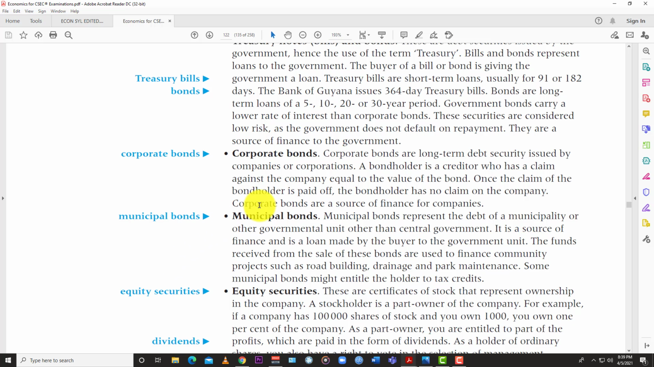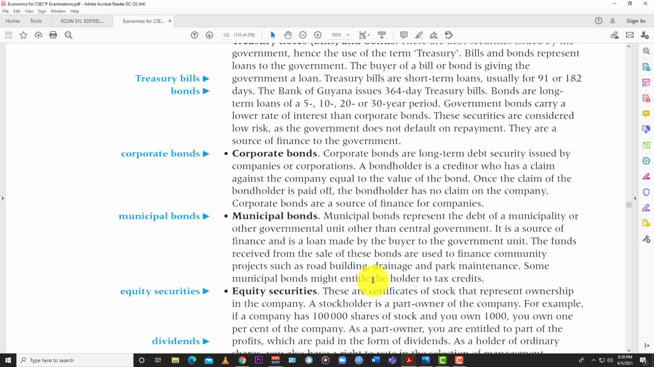Then you have municipal bonds. Municipal is simply the more local government. So municipal bonds represent the debt of a municipality or other government unit other than the central government. It is a source of finance and is a loan made by the buyer to the government unit. The funds received from the sale of these bonds are used to finance community projects such as road building, drain and park maintenance. Some municipal bonds might entitle the holder to tax credit. All right, so that's the municipal bond.